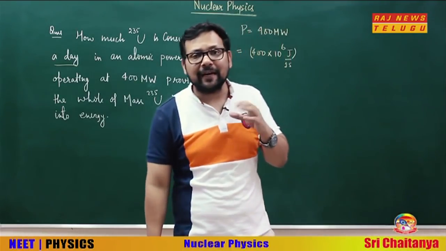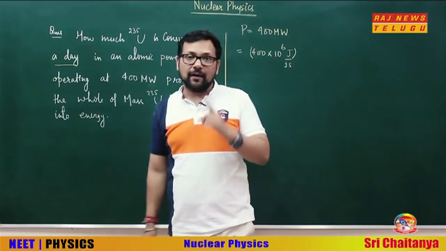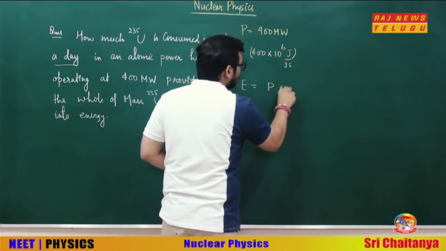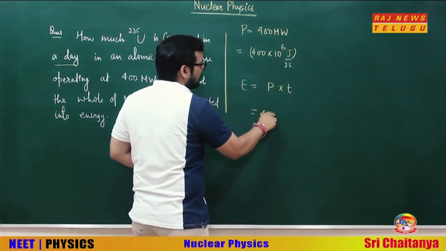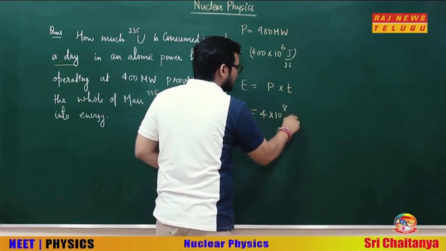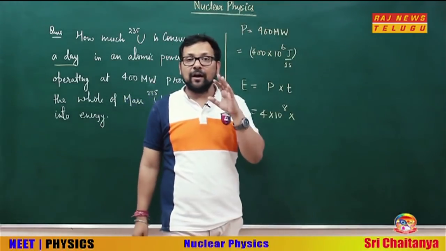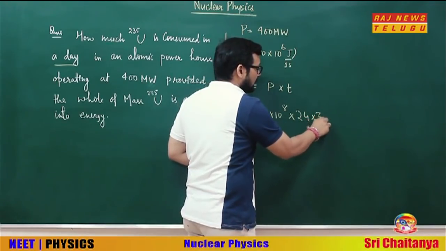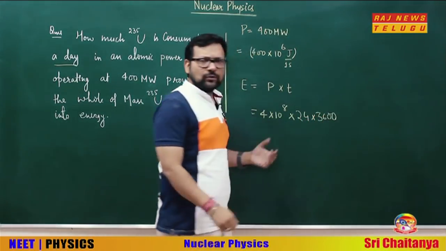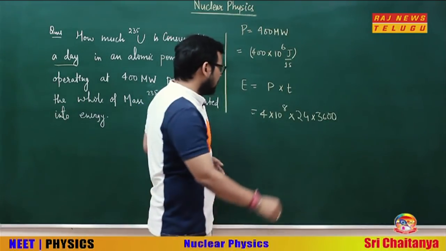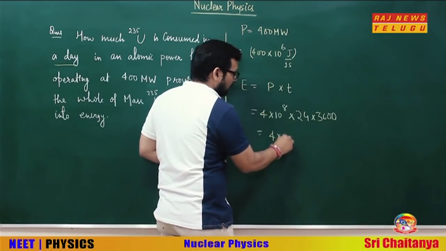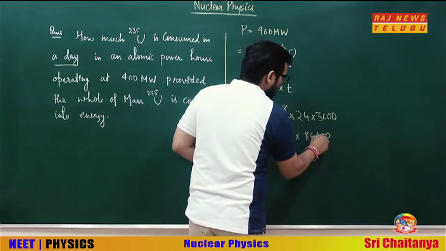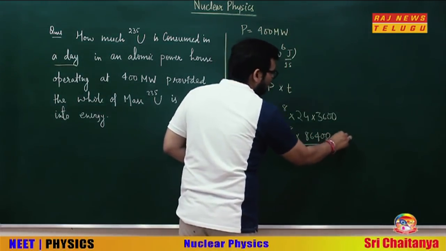And what is the total time they're asking? Total time is a day. So what is the energy? We can calculate. Energy is power into time, isn't it? And what is the power with you? 4 into 10 raised to power 8. And what is the time? 1 day, 24 hours, 3600 seconds. So 24 into 3600 seconds. If you know the number of seconds, that is 86,400. We can directly multiply them. 4 into 10 raised to power 8 into 86,400. This is the total joule, the total energy.